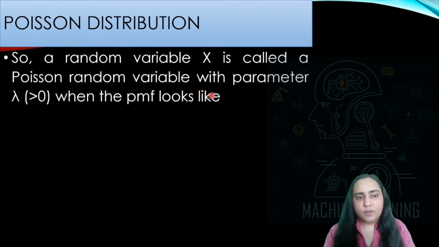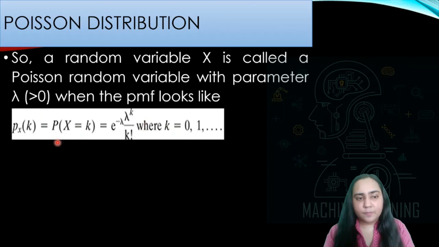This variable is used with a parameter lambda, which is always greater than 0. Here the probability mass function looks like this: e raised to minus lambda times lambda raised to k, divided by k factorial, where k takes all the values 0, 1, and so on to infinity. You can have any value of k. This is the probability mass function of a Poisson random variable, and you'll see how to use it when I show you an example.